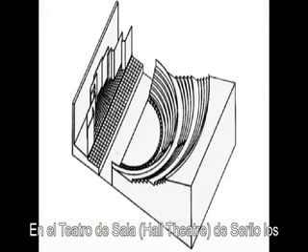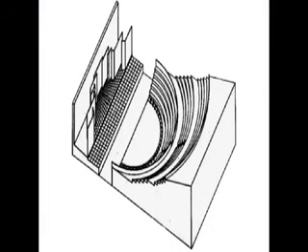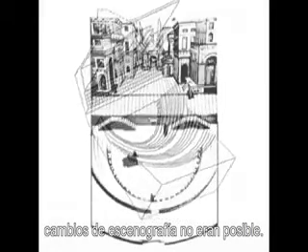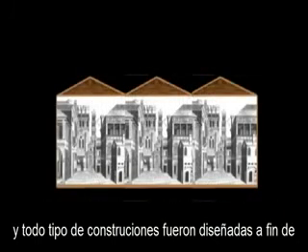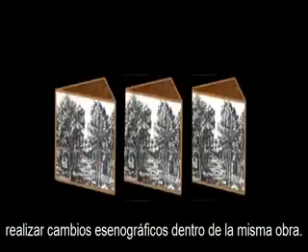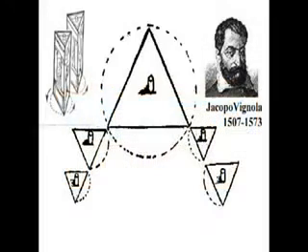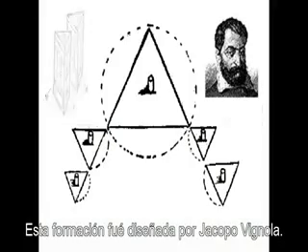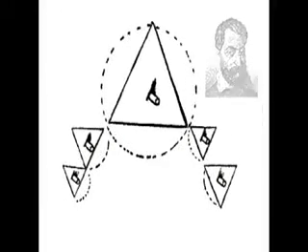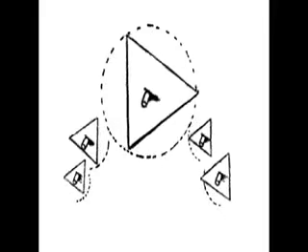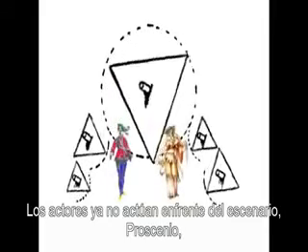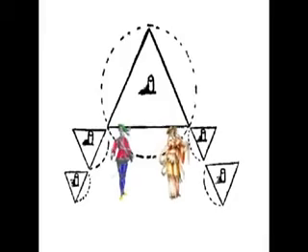In Serlio's theatre, changes of scenery were not possible. But in the Renaissance, people loved spectacles, and all kinds of constructions were designed to make scene changes within the play possible. This formation is devised by Jacopo Vignola. The actors are now not playing in front of the scenery, the proskene, but within the scenery.